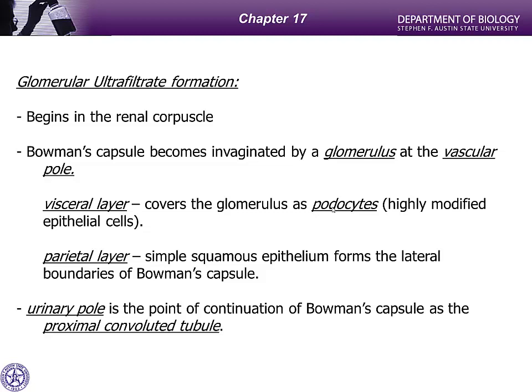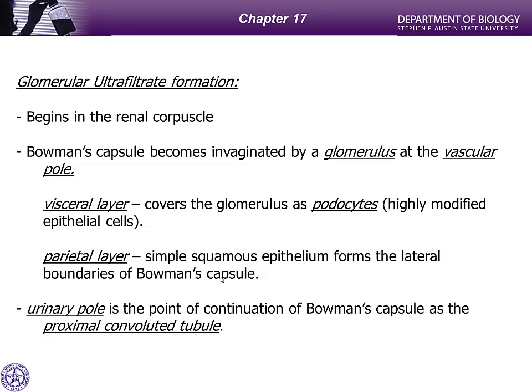name. Now, the outer layer that's going to create really the capsule that we can see in a microscope, that's the parietal layer. And so we just simply refer to that as a parietal layer of Bowman's capsule. And that's the outside. It's going to contain everything within it.